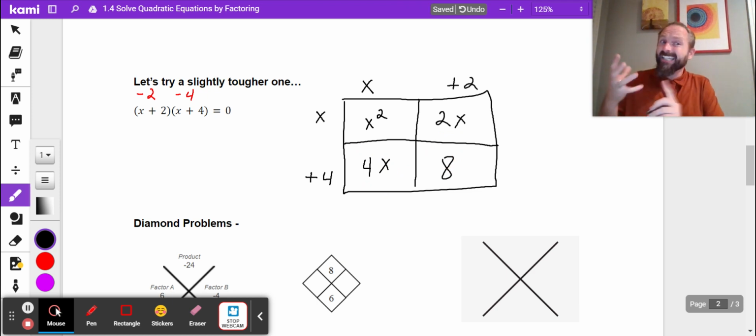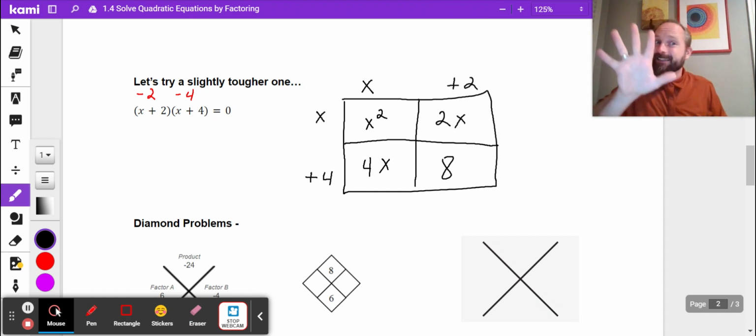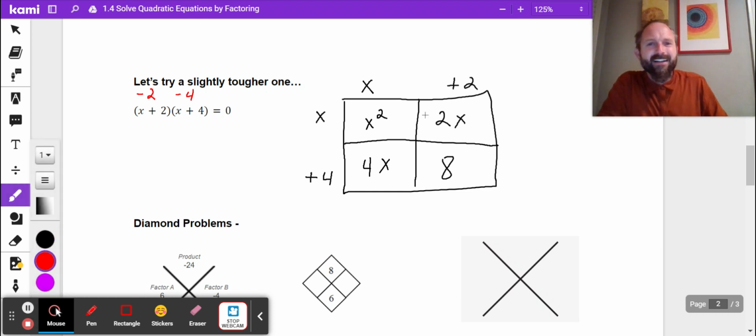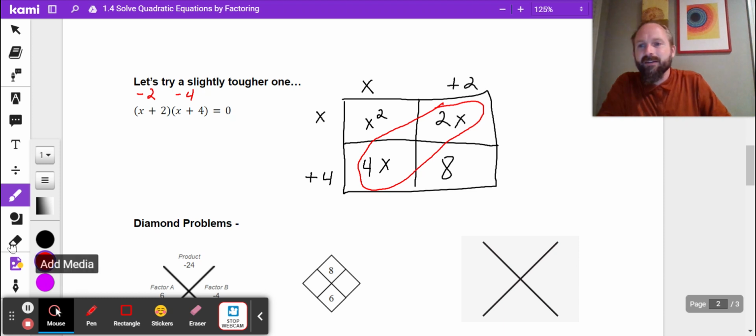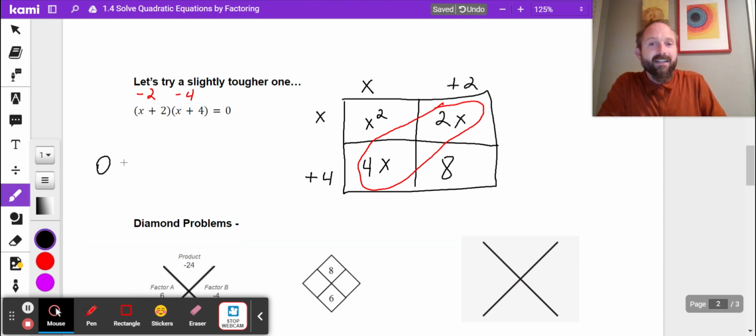Remember, you can't add things that are not the same. Can only add the same thing. So like 4 hot dogs plus 1 puppy isn't 5 hot dogs. I don't want to go to that barbecue. So right here, I can only combine these. These are the only things that are the same. So my solution would be 0 is equal to x squared plus 6x plus 8.